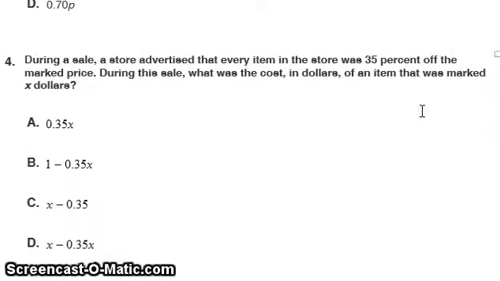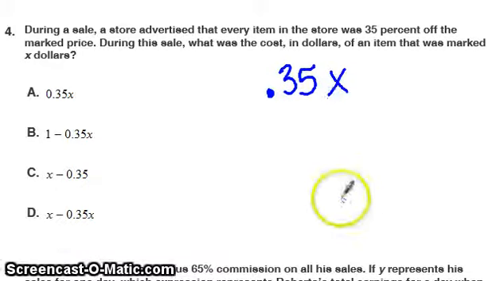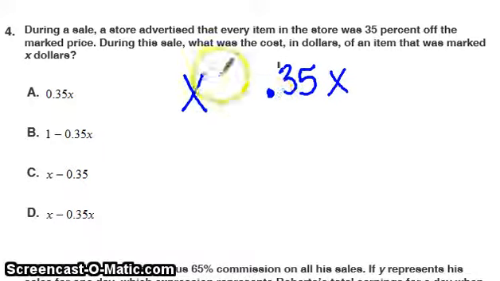Number 4 says during a sale, a store advertised that every item in the store was 35% off the marked price. During this sale, what was the cost in dollars of an item that was marked X dollars? Okay, so 35% off. So that's going to be 0.35 times X. But the sale price, we have to subtract this discount from the original amount. Okay, this tells us the discount only.